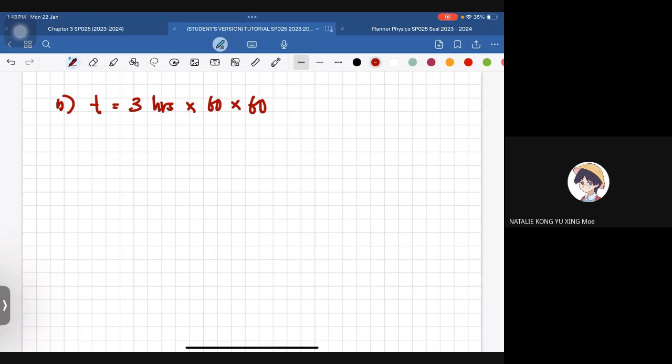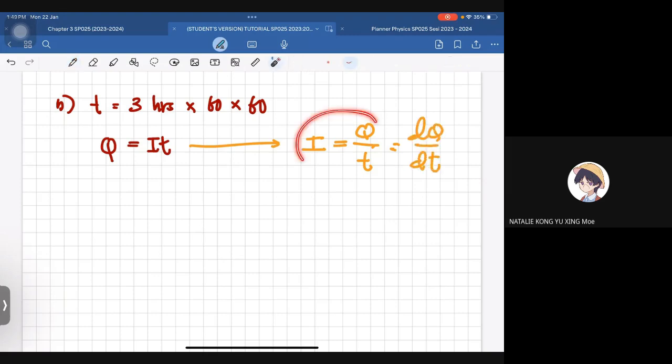Okay, so sekarang ni, kita kena guna Q is equal to IT. Ini dari mana pula? Kita tahu yang ini dari I equals Q over T. Dalam formula sheet dia tulis dQ over dt lah. Tapi sebenarnya kamu boleh je pun tulis Q over T. Okay? So dari sini, kita ada satu lagi formula yang relate dengan total charge ni. So yang ini kita boleh guna NE equal to IT.